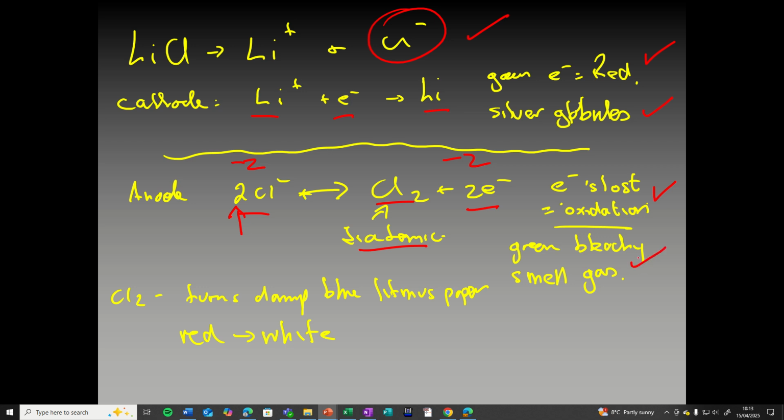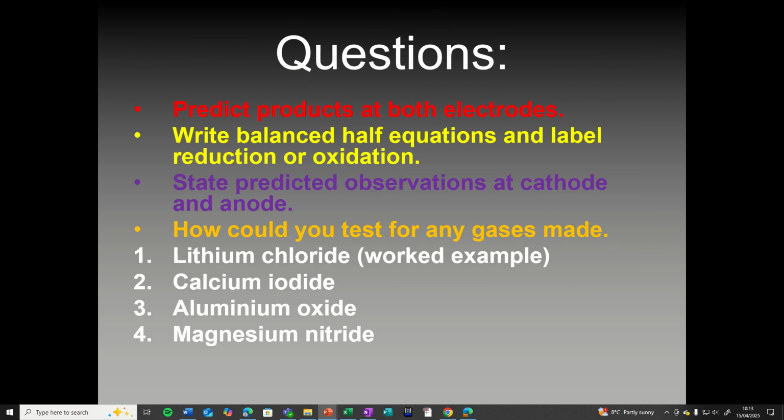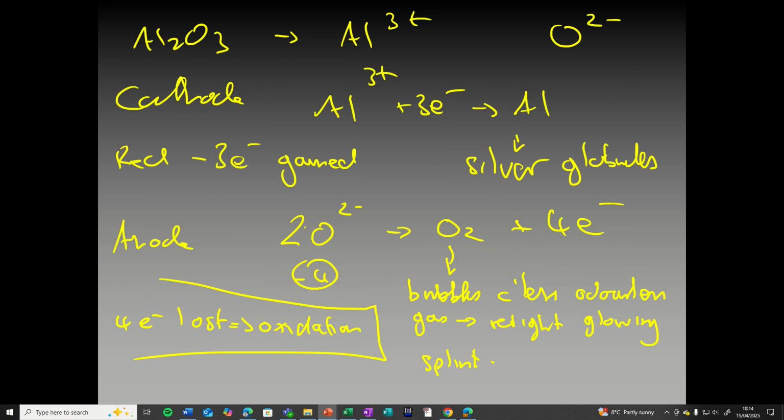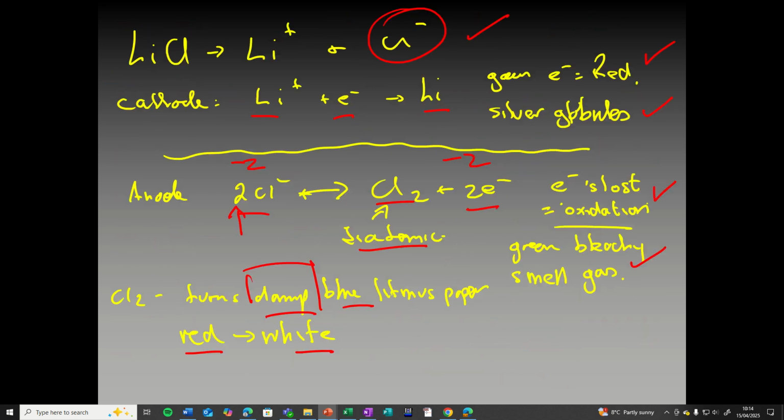How do you test for chlorine? You test it by using damp blue litmus paper, and that damp blue litmus paper goes red and then goes white. You must say the litmus paper is damp, by the way. If you want to pause the video, we're going to do aluminium oxide next, sorry.